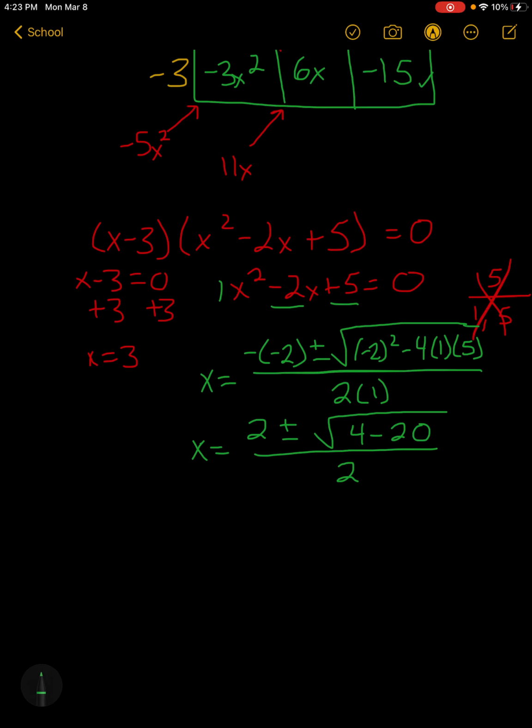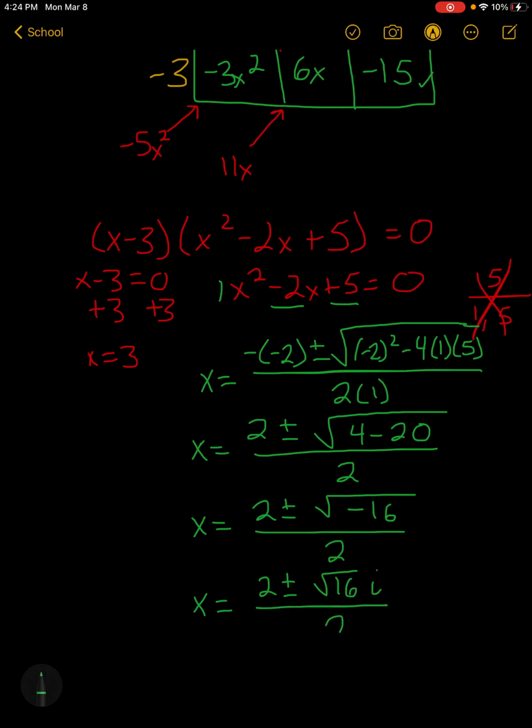We'll keep it going. x equals 2 plus or minus the square root. 4 minus 20 is going to give me a negative 16. Now I have a negative underneath the square root, which tells me I'm going to have an imaginary answer. So I'm going to end up with the square root of 16 times i. We know the square root of 16 is 4. So we end up with 2 plus or minus 4i over 2.